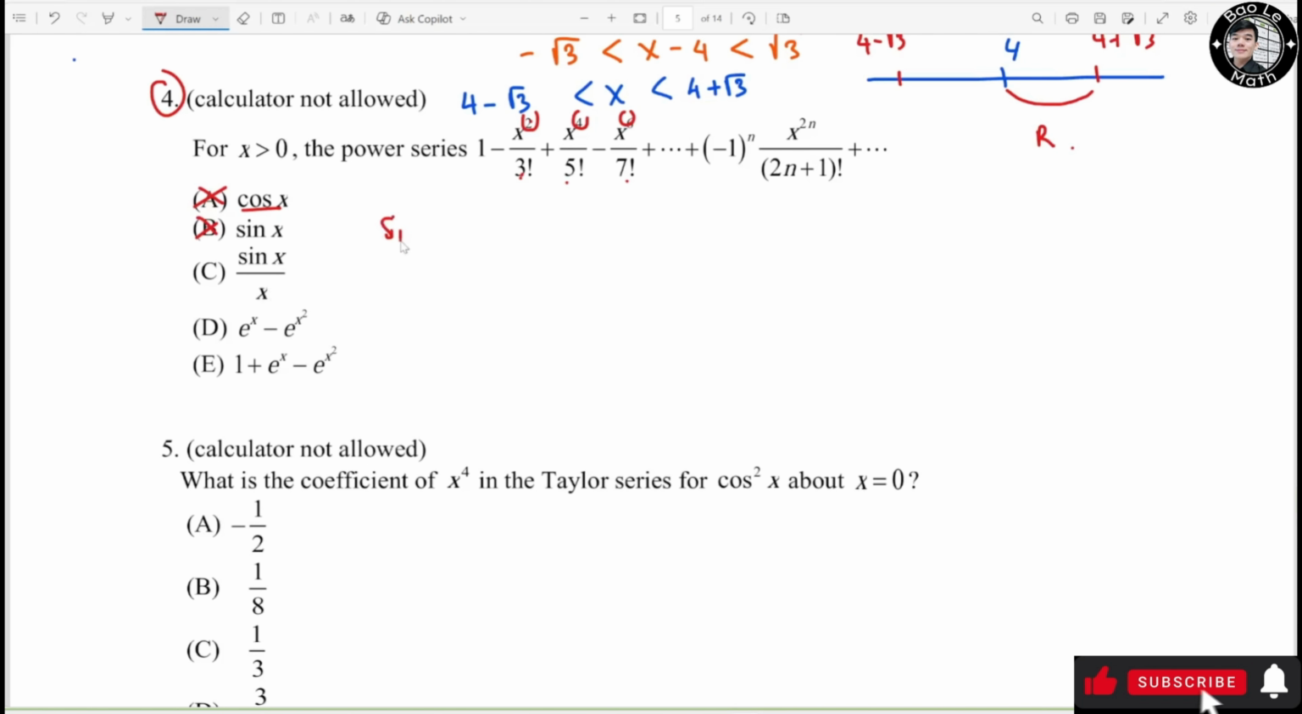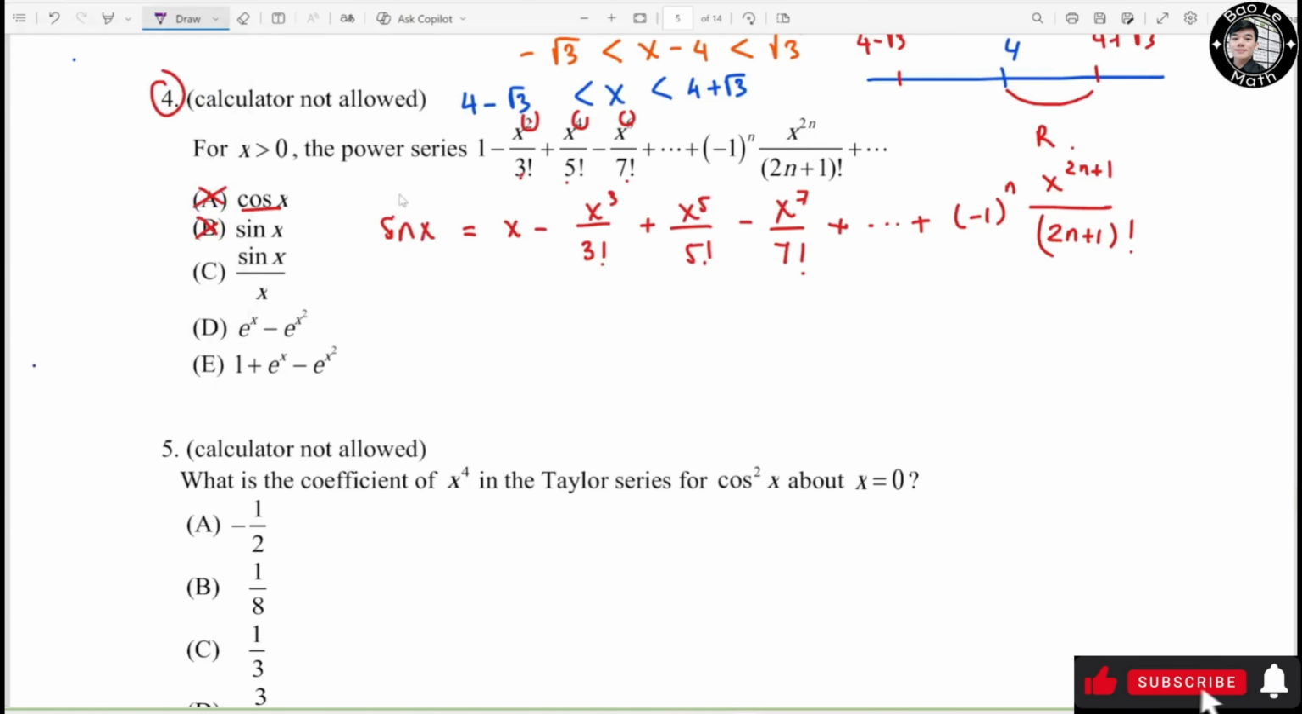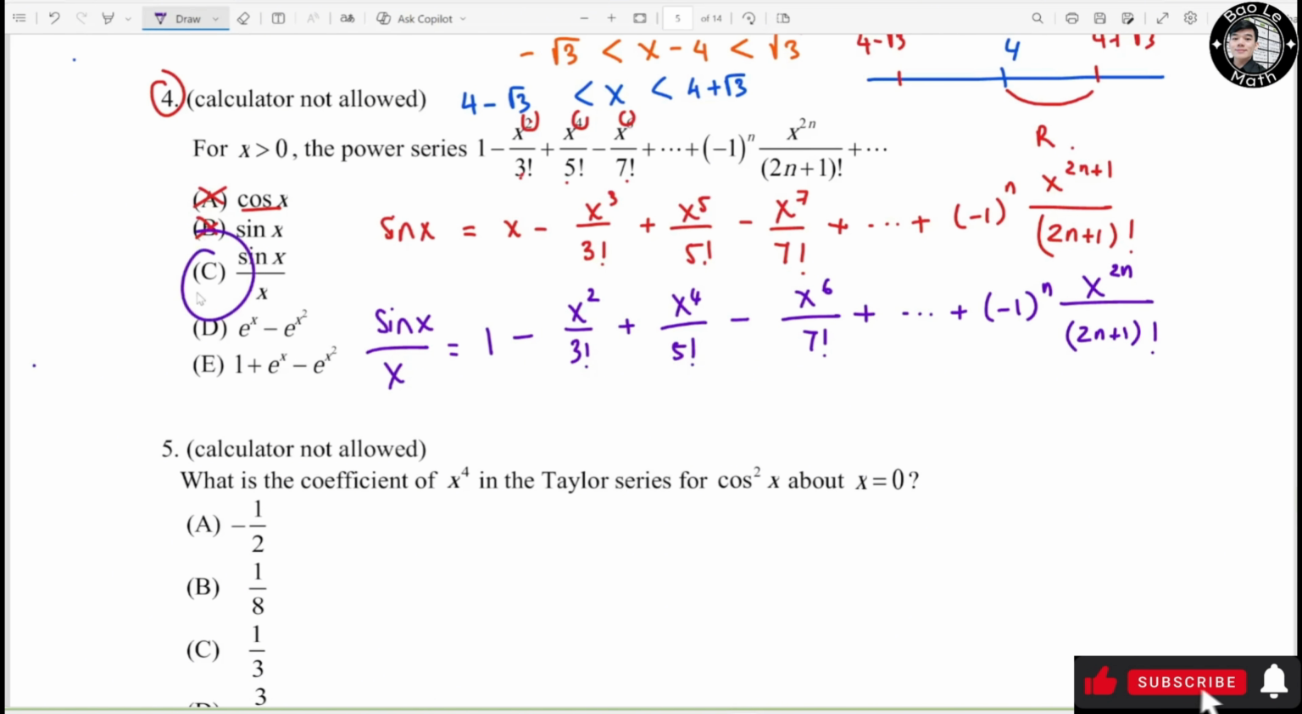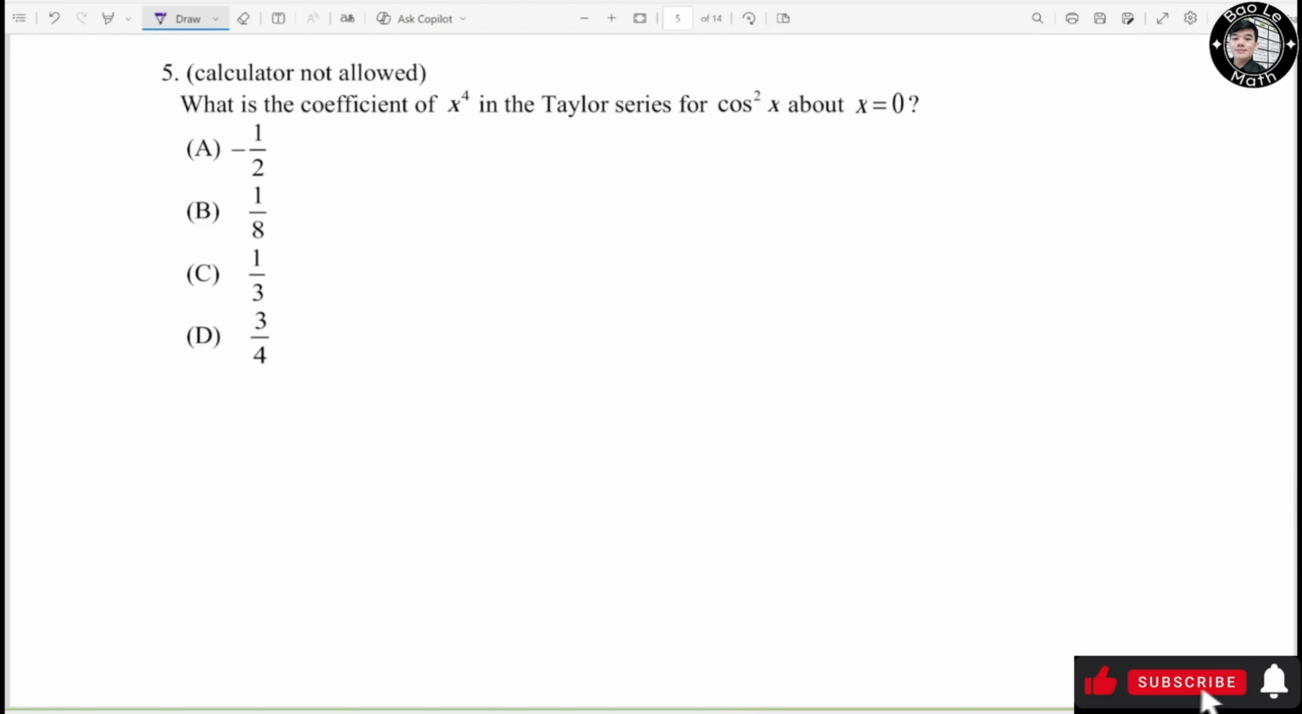Remember we have the series for sine s. So if I take sine s divided by s, this term divided by s could be 1, and this one divided by s could be negative s squared over 3 factorial plus s to the 4 over 5 factorial minus s to the 6 over 7 factorial plus etc. So the answer must be C. Now let's move on to question 5.